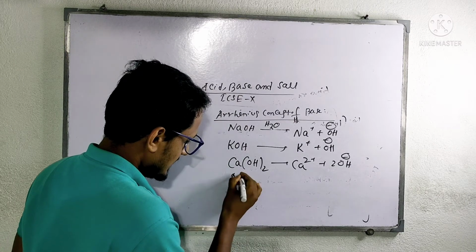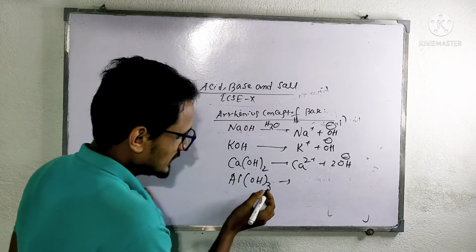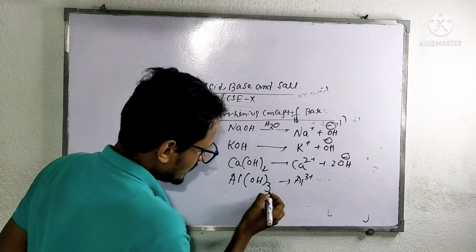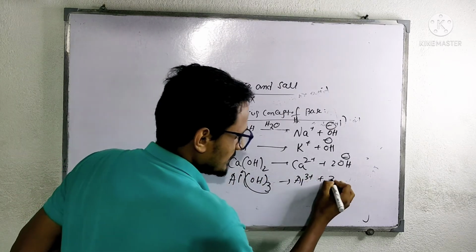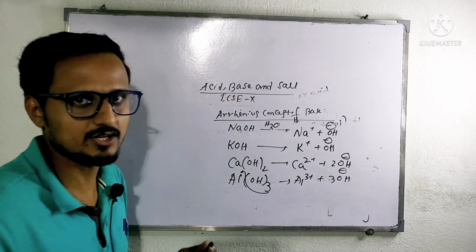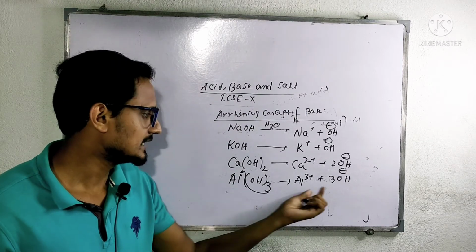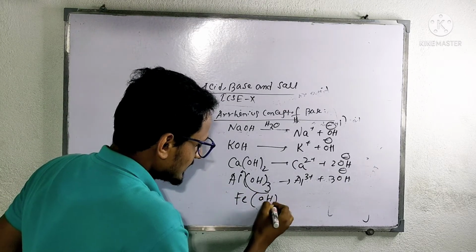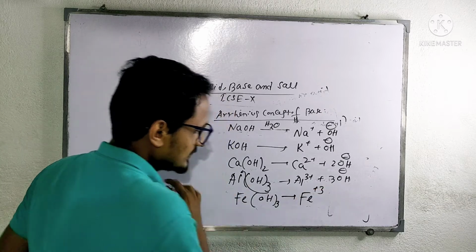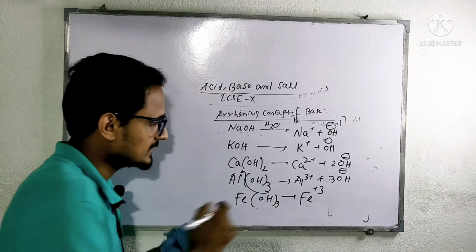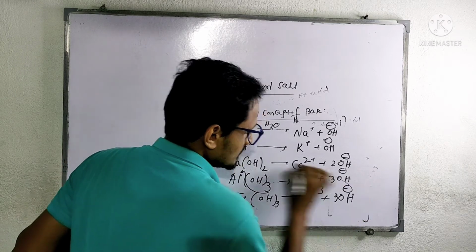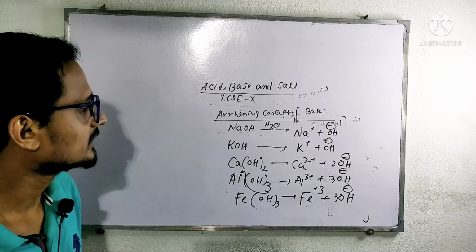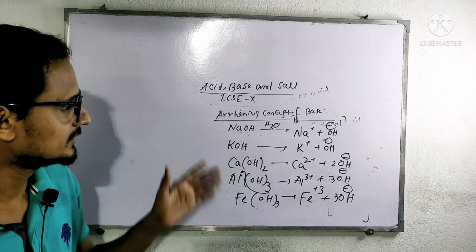Aluminium hydroxide, Al(OH)3. This will form the cation, aluminium 3 plus, and the charge of the cation will be the same as the number of OH minus ions, so 3 OH minus. Ferric hydroxide, Fe(OH)3. Ferric ion, Fe3 plus, and 3 OH minus. So these are the dissociation forms of some bases. Note it down.